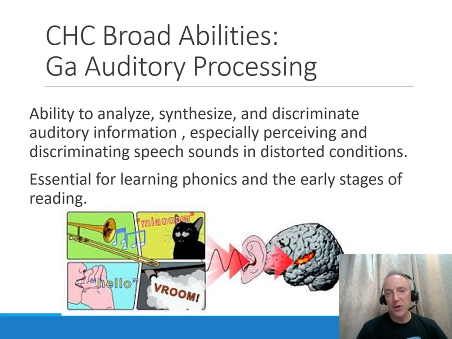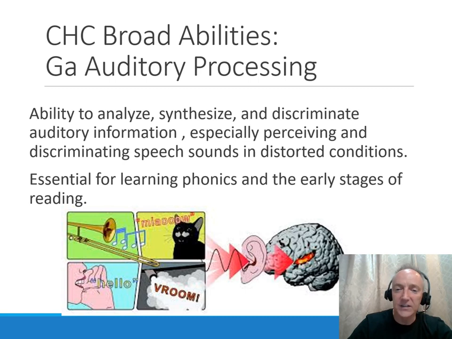In kids who have dyslexia, the most common learning disability, it's just a general term for a reading disability. It's not really an official diagnosis. Most kids with a reading disability, their problem lies in auditory processing. They have a hard time discriminating sounds.